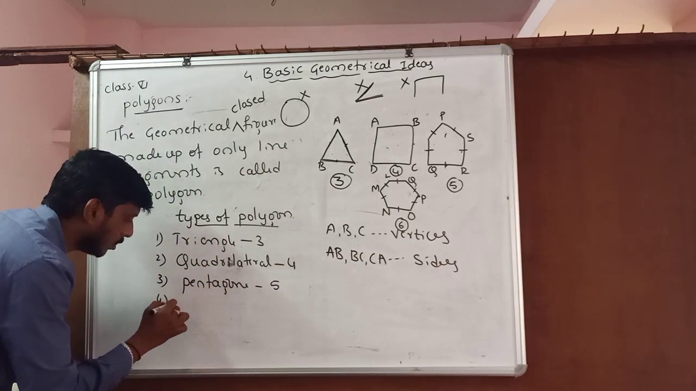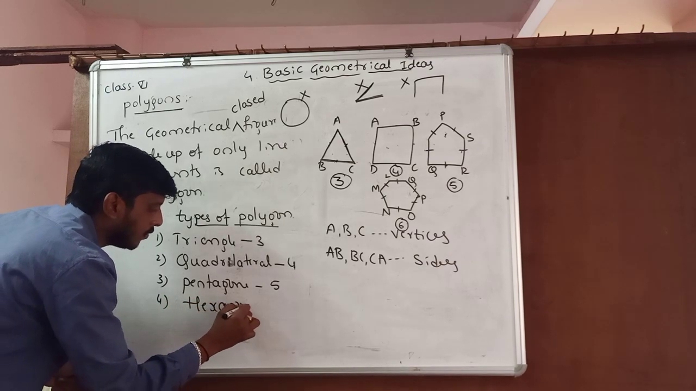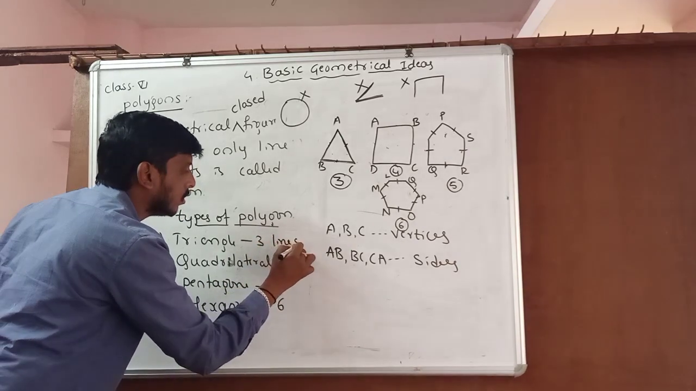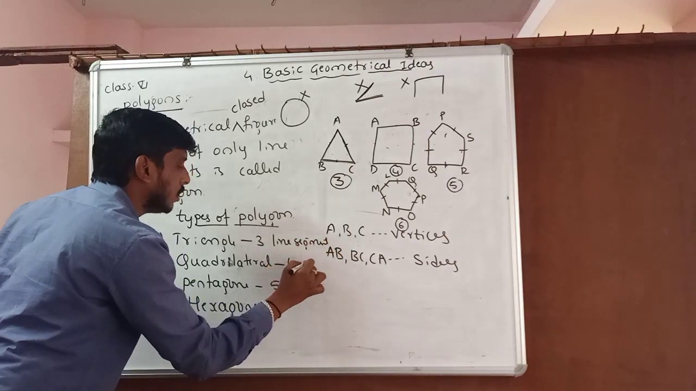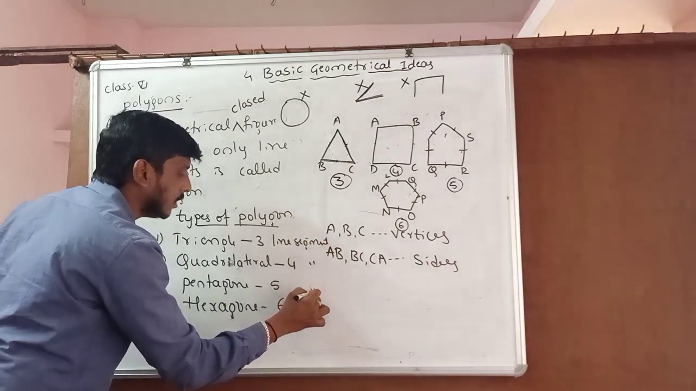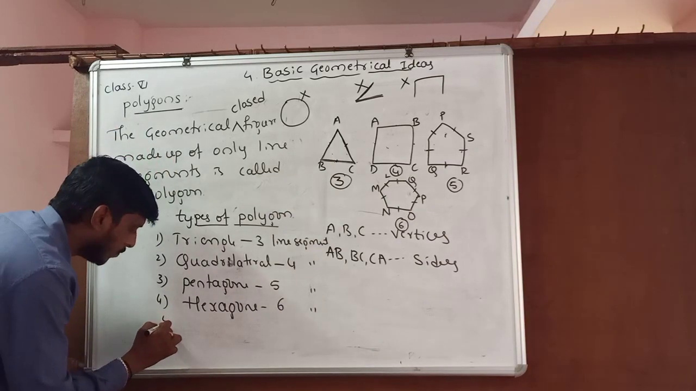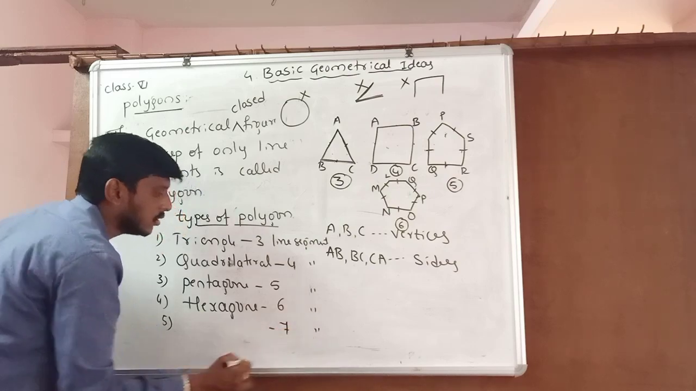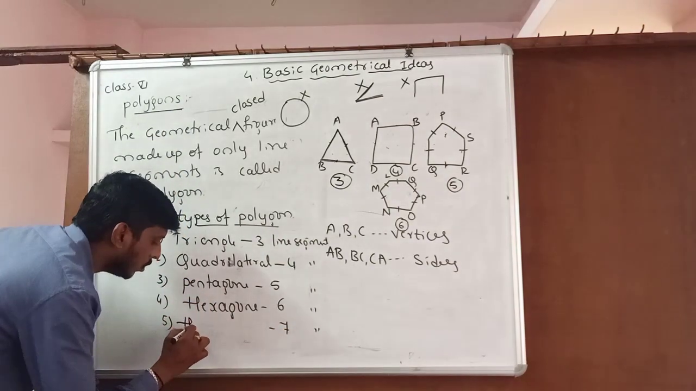Next, the fourth one, hexagon. A polygon containing 6 line segments. I'll write line segments. A polygon containing 6 line segments. Here 4 line segments, here 5 line segments, here 6 line segments. One more, the fifth one. A polygon containing 7 line segments, meaning 7 sides, is said to be a heptagon.